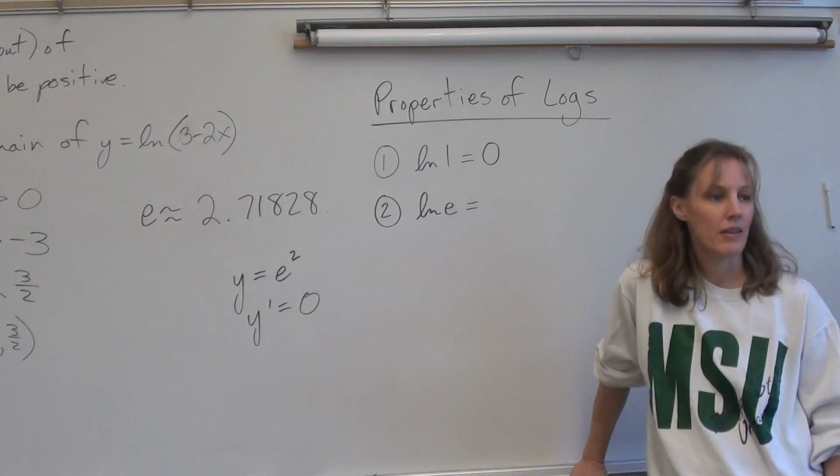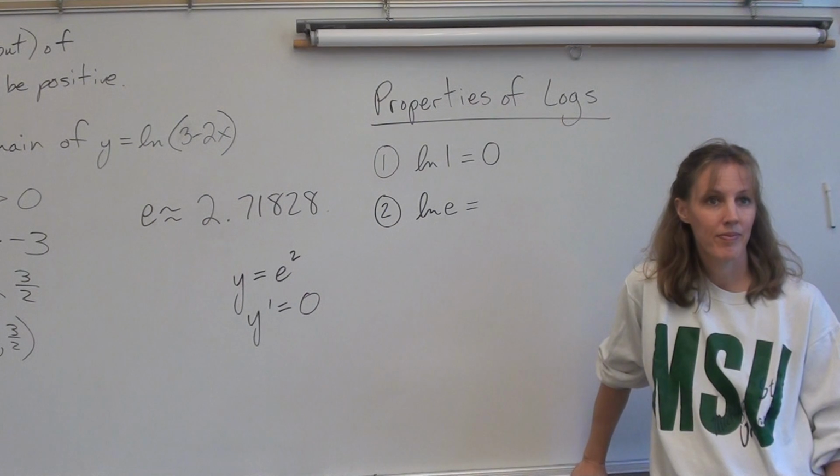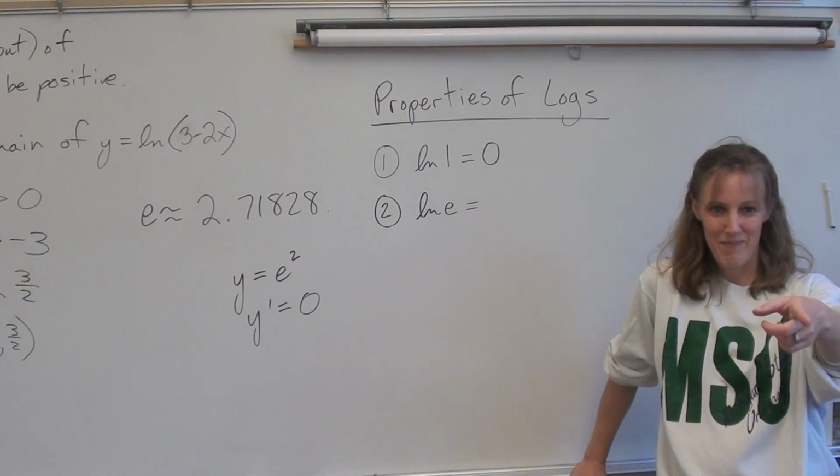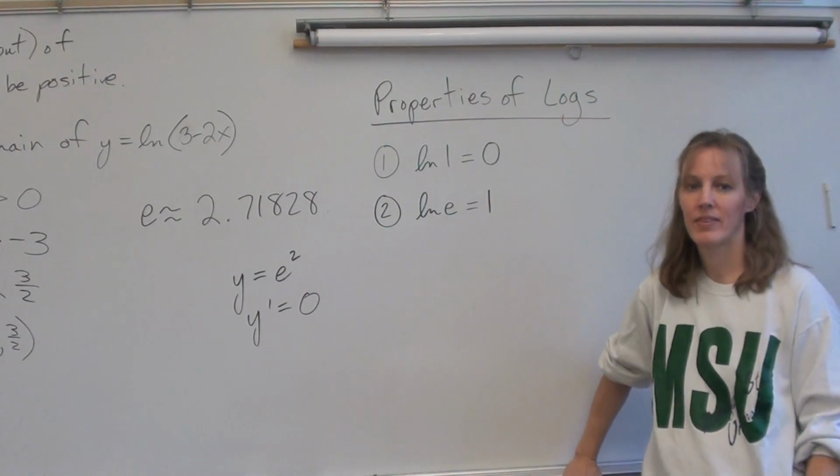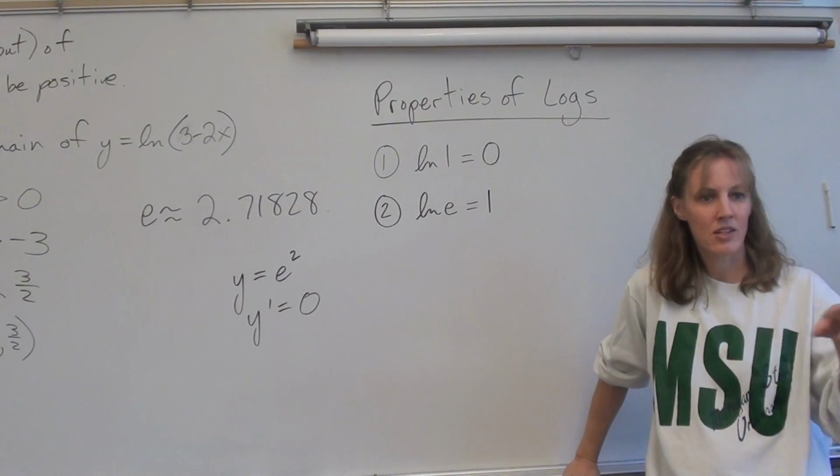All right, so second property. What's the natural log of e? 1. Why is it 1? Because e to the 1 is e. Because e to the first is e. Duh.